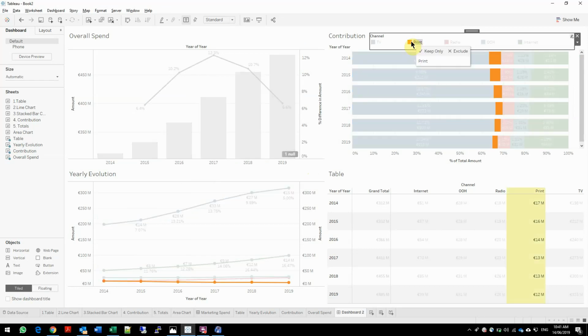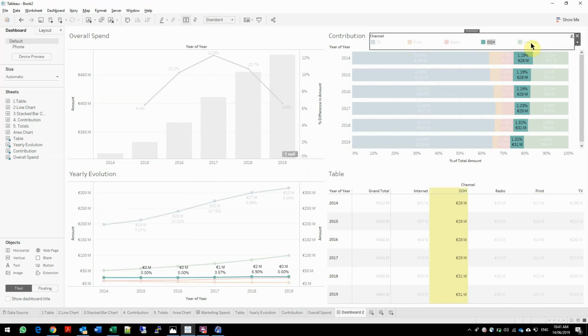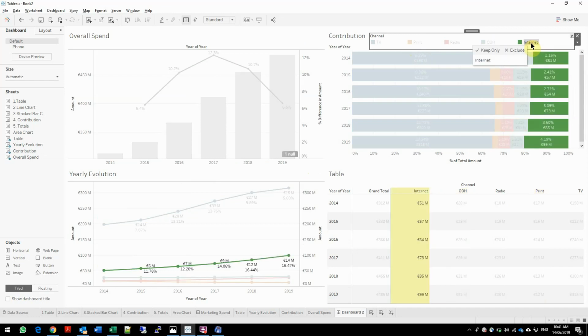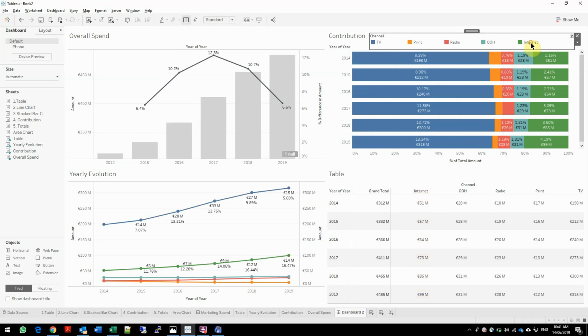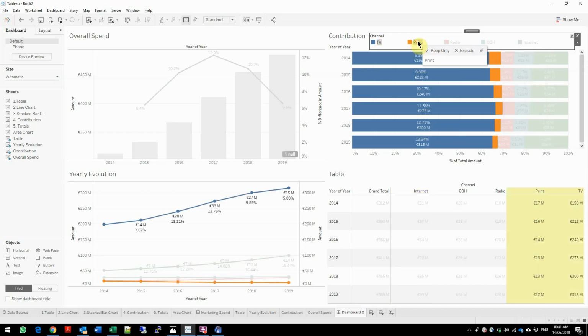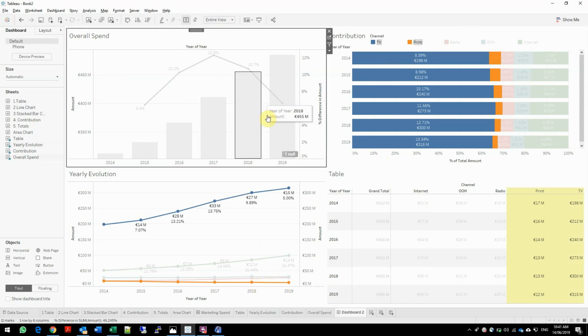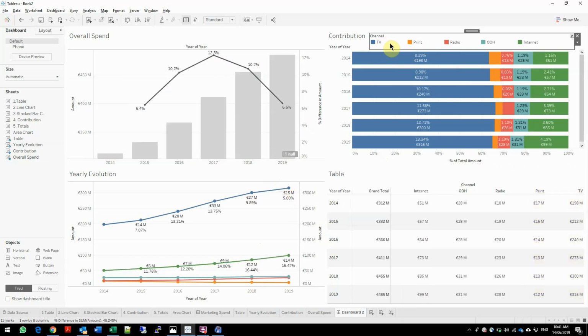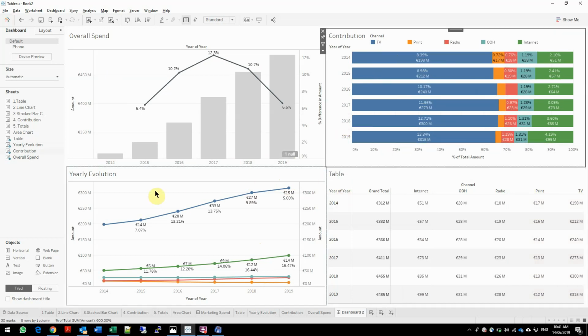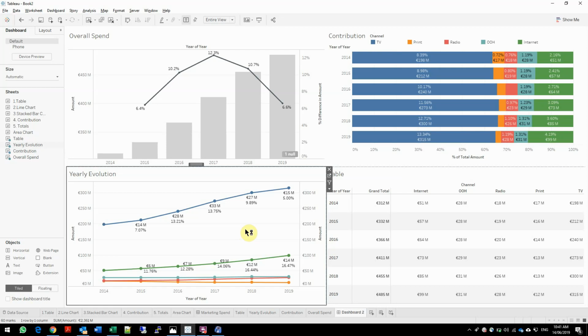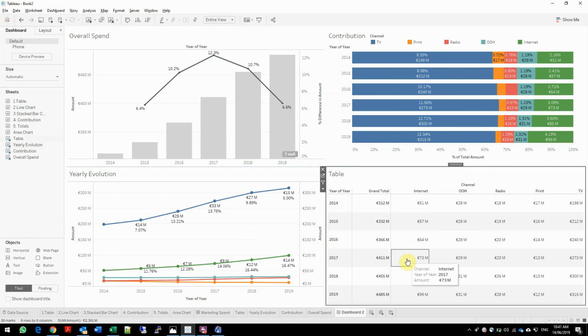So whenever I select one of the channels, I will have a highlight on that specific channel, or I can even select two channels to compare them. And I have, in the same picture, the overall spend with the analysis of the evolution on year and in absolute numbers. I have the contribution of each channel to the spend of each year. I also have the yearly evolution on a per channel basis, and I also have the raw data behind.